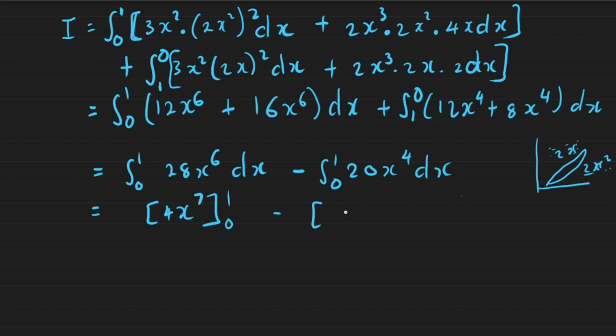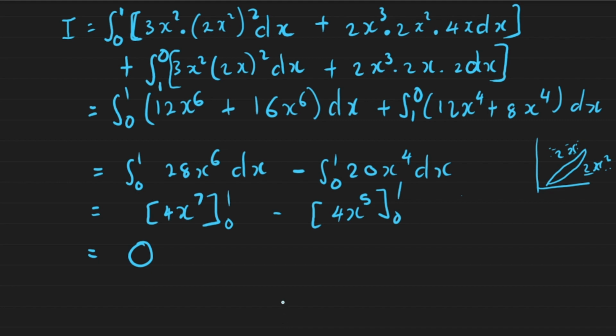Doing the same with the other term, x to the power 4 becomes x to the power 5. 5 times 4 gives us 20. So evaluating this integral, anything to the power 1 to the power anything is just 1. So we have 4 as the first term and 4 as the second term. What does this give us? 4 minus 4 is 0.